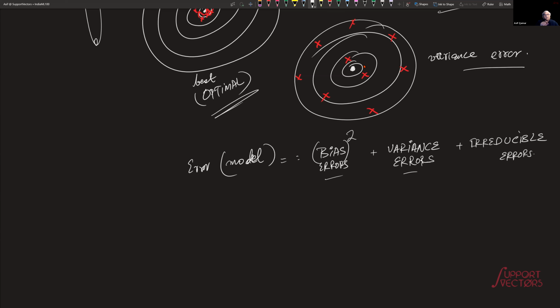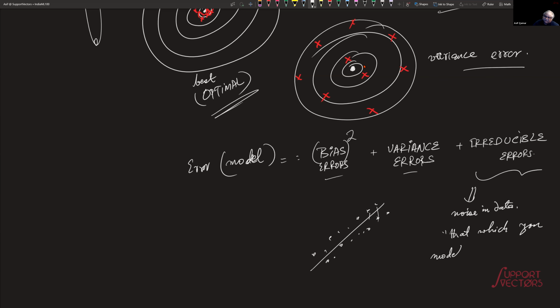Now what in the world is this irreducible error? Irreducible error comes from the noise in the data. You notice that your data is spread. It is not along a line. Data is all over the place. And even when you do a best fit line, you still are left with these little errors. So this thing comes from noise in data, and it also comes from that which your model does not know.